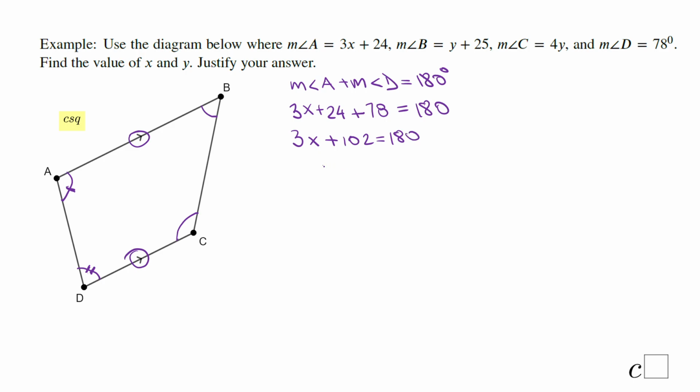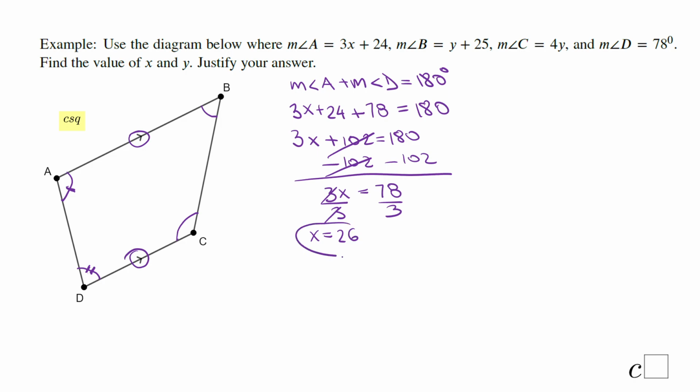Then we're going to subtract 102 on both sides. So we have here 3x equals 180 minus 102. That will be 78 degrees. And the last step will be divide by 3. So we have x. We finish with x. 78 divided by 3, and that will be 26.